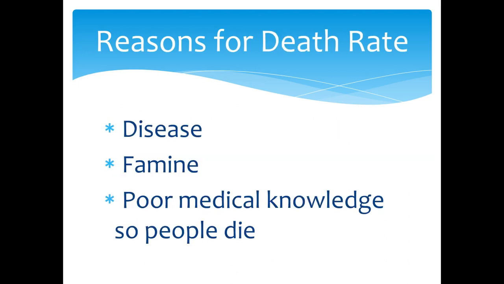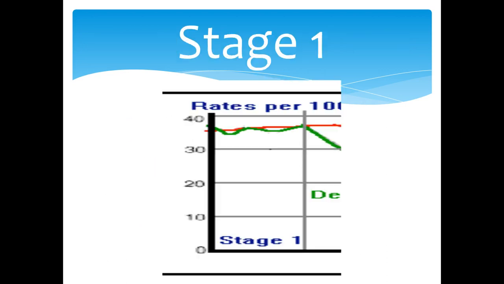Now, the reason in stage 1 that the death rates are extremely high is disease. As we said earlier, not a whole lot of medical attention. Famine, not a consistent supply of food. And because of that poor medical knowledge, people die. Simple things that we can treat today very easily caused people to die. And so as we look at that really wild looking picture there, the birth rates and the death rates, the green and the red lines, are very, very high.